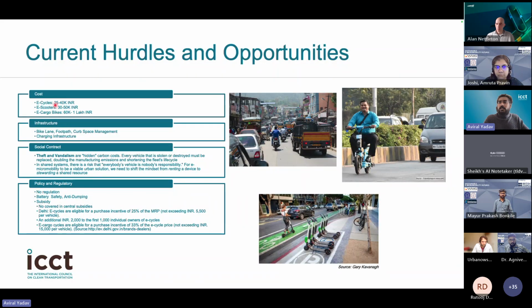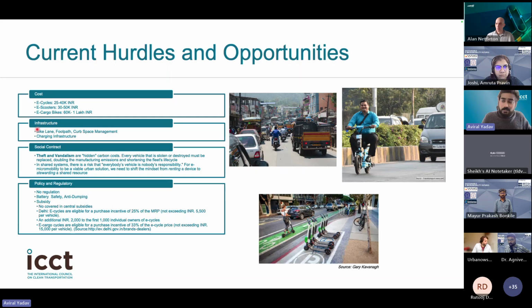Electric scooters, again, 30 to 50,000 INR. Electric cargo bikes, 60,000 to 1 lakh, a little bit on the higher side. So either some business model needs to be there or some innovation to bring down these costs, so that it makes more financial sense for the public to shift.